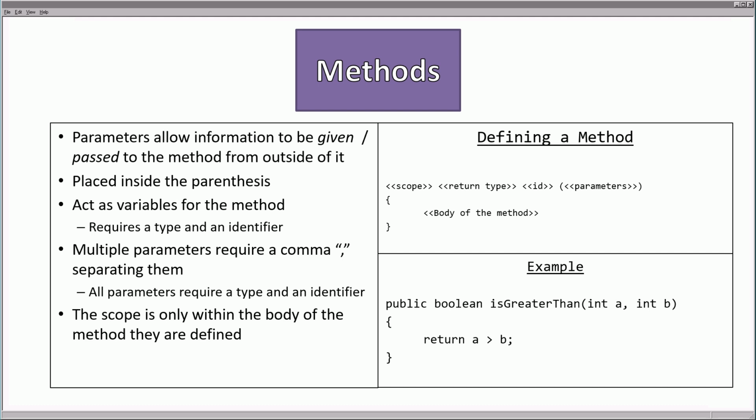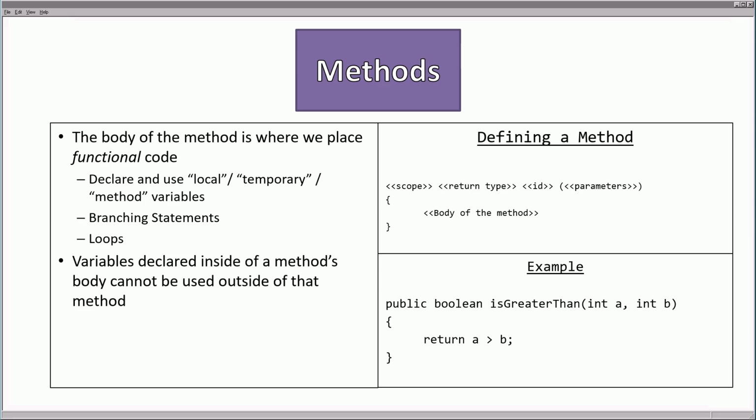Now here's another example of a method that has multiple parameters. As we see here, we have an integer a and an integer b, and we return a is larger than b. If this is true, if a is greater than b, it returns true. If it's not, then it returns false. In this case, we needed more information in order for this method to work. So keep in mind, you can have multiple parameters for a method, and all we do is separate them by using a comma.